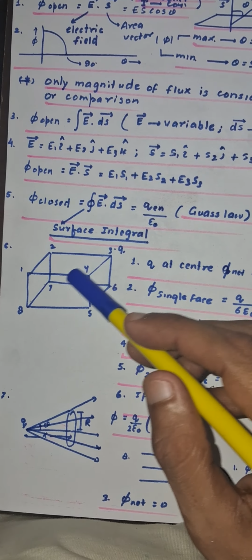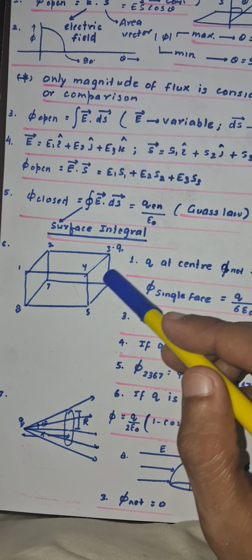Now we have an interesting case of a cube. Suppose a cube with corners 1, 2, 3, 4, 5, 6, 7, 8 is placed, and there is a charge q. Corresponding to different positions we have different cases of flux. So the first question is, if charge is placed at the center, then the net flux through the cube will be q by epsilon naught. And in that case, if the flux through a single face is to be calculated, it will be q by 6 epsilon naught.